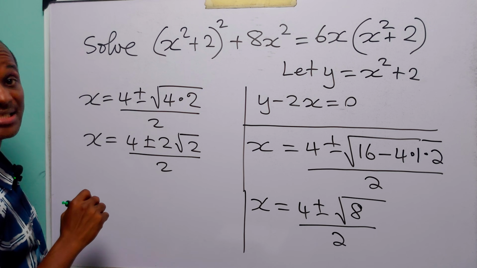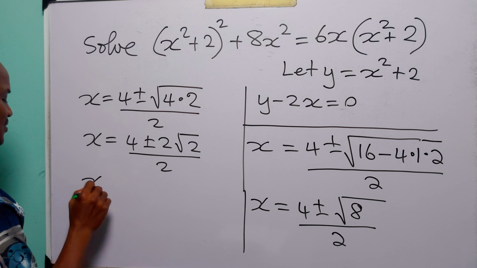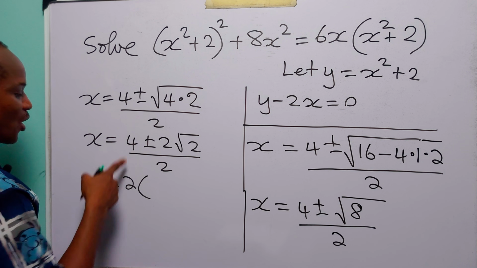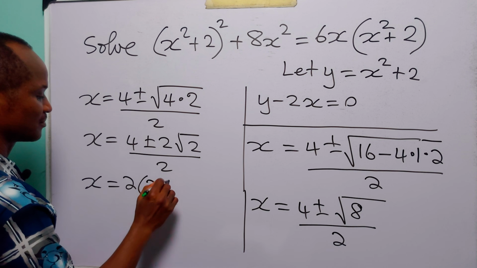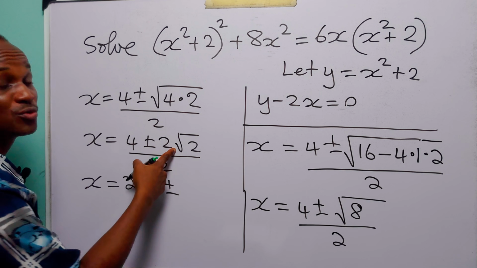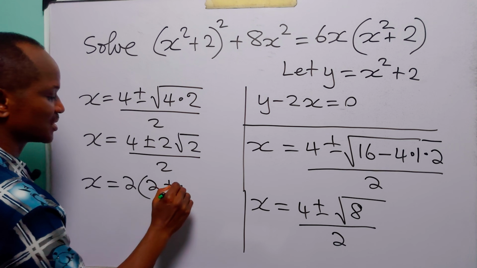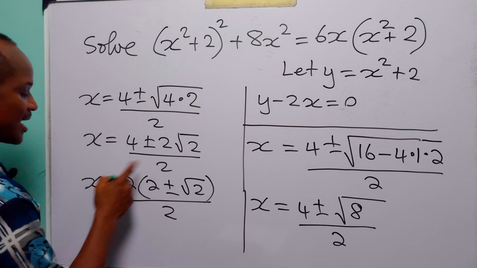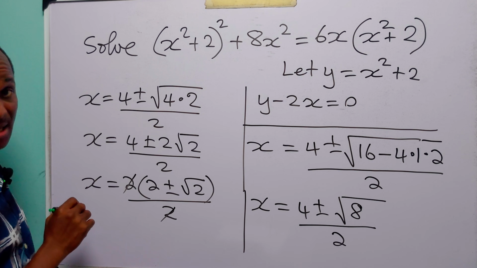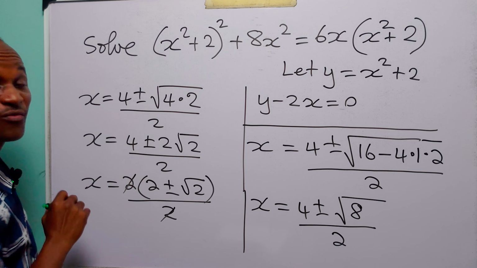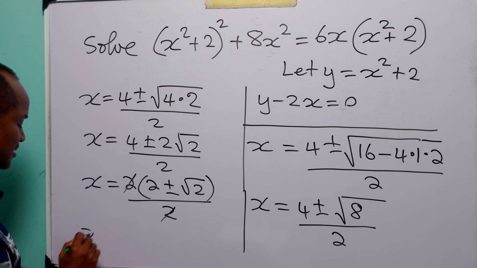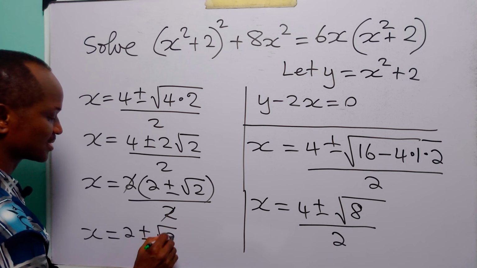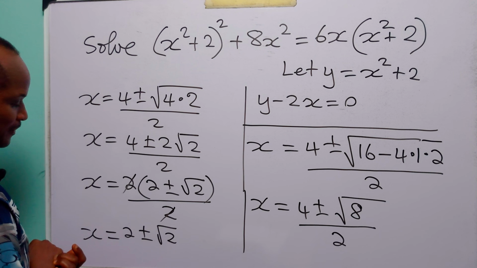Now we can factorize this numerator. When we do that, we have that x is equal to 2 into 4 divided by 2 is 2, plus or minus 2 root 2 divided by 2 is root 2, all divided by 2. Now this is going to cancel that to give us two values for x. That is x equal to 2 plus or minus root 2.